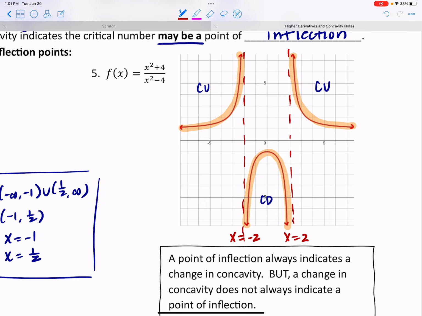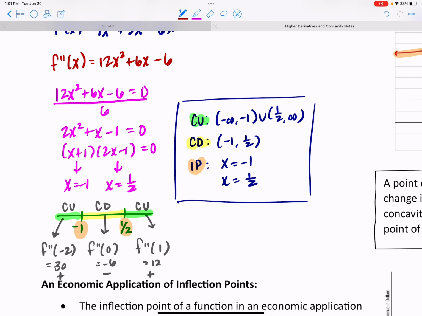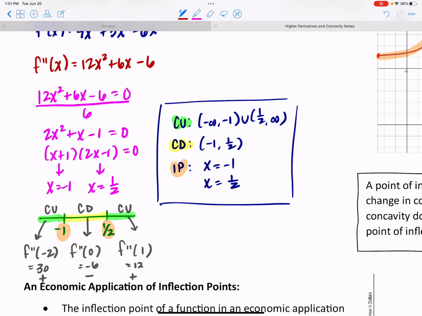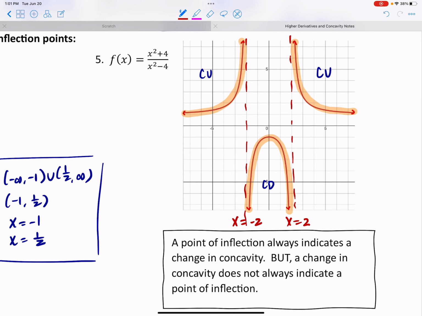So if we did our second derivative test, just like we did over here, we'd get that number line, and it would show the same three results: concave up, concave down, concave up. But in the polynomial function, those places where we changed were inflection points. But here, these places where we're changing are not inflection points. They are discontinuities in our graph.